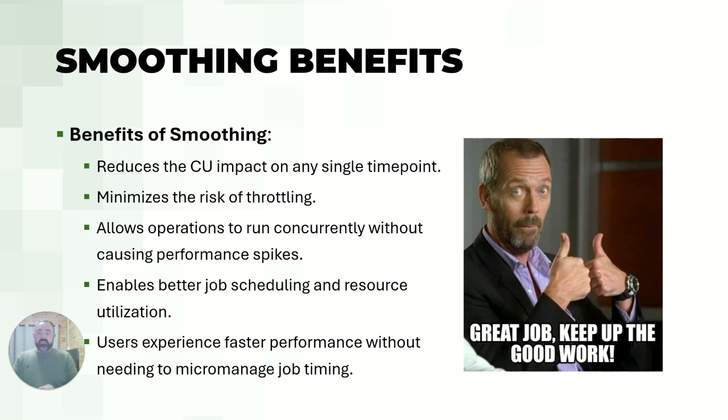So the smoothing benefits. It reduces the CU impact on any single time point, and it minimises our risk of throttling. It allows for our operations to run concurrently without causing those performance spikes, and it enables better job scheduling and resource utilisation. Users will experience faster performance without needing to micromanage job timing. That's the goal. It doesn't work that way. We need to be paying particular attention to bursting and smoothing if we're going to run these capacities correctly.